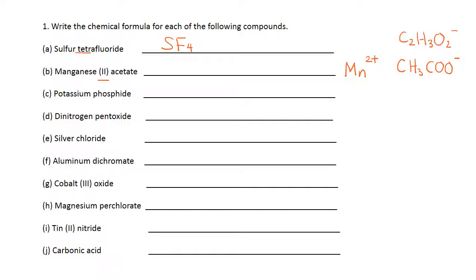Either one is correct. I prefer the one on the bottom, but you can use one or the other, okay? They're the same thing. Acetate has a -1 charge, manganese is 2, so I need 2 of these to balance the charges out. So the chemical formula for this one is going to be Mn(CH3COO)2, or you can write it as Mn(C2H3O2)2, and you need 2 of those.